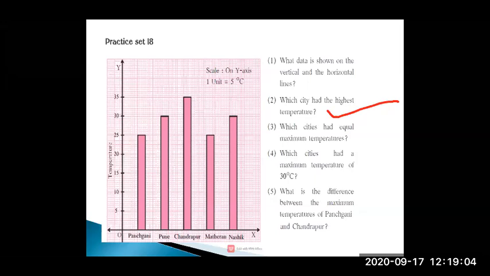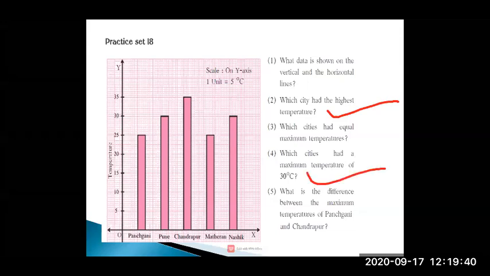So what will you write as the answer? Which cities had equal maximum temperature? Cities like Pune and Nashik had equal maximum temperature. Both the cities, Pune having 30 and Nashik also having 30. So maximum they are having equal temperature. So the names of those cities are Pune and Nashik. Okay. Now we will move to our fourth question.